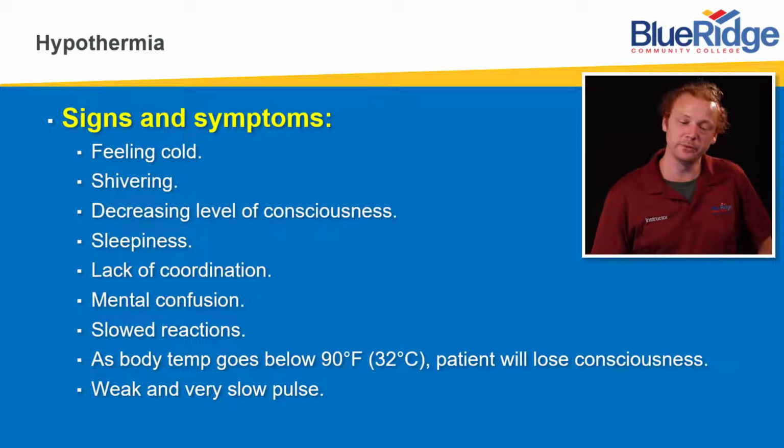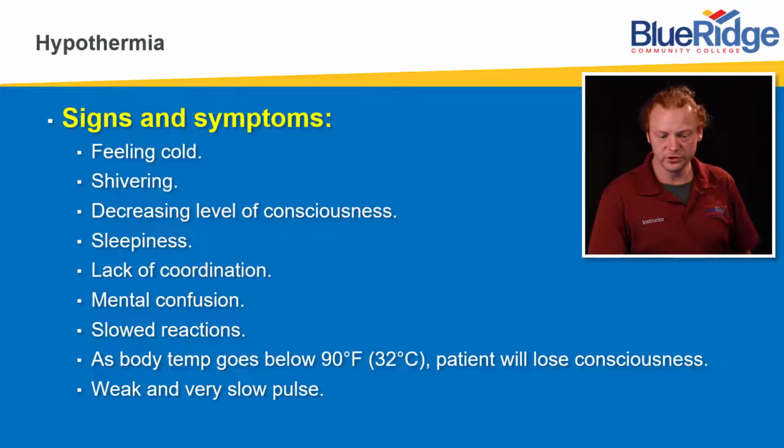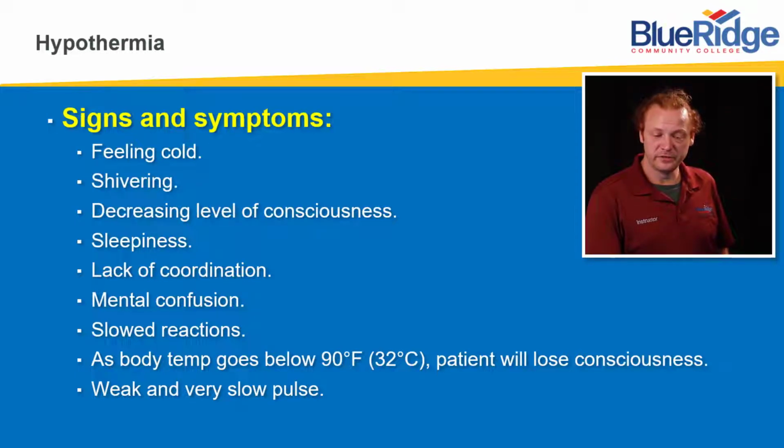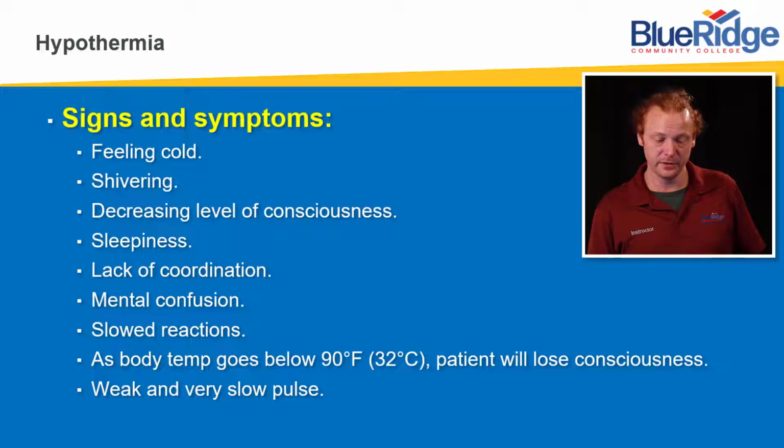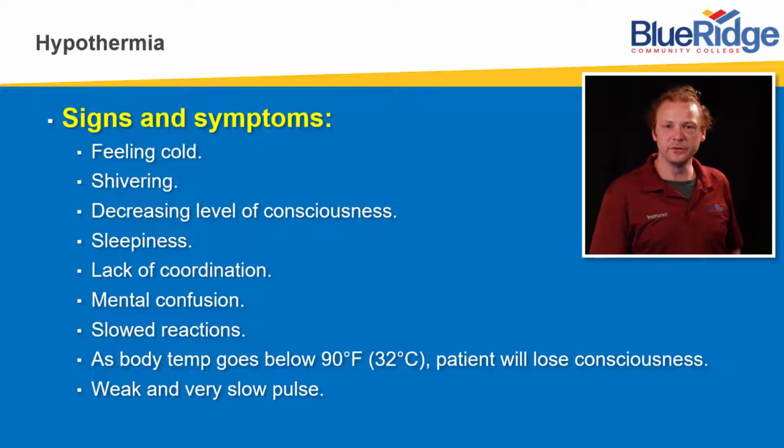Some of the signs and symptoms include feeling cold, shivering, decreased level of consciousness, sleepiness or drowsiness, lack of coordination, mental confusion, slowed reactions, as well as body temperature going below 90 degrees Fahrenheit. The patient will lose consciousness and they will have a weak and very slow pulse. Sometimes you'll hear, in reference to moderate or mild hypothermia, a term called the umbles, where the patient stumbles, they mumble, they grumble, and they bumble.